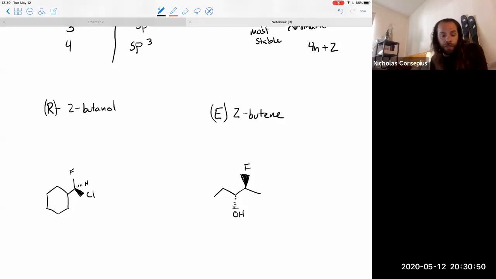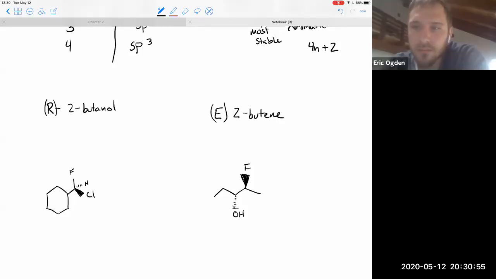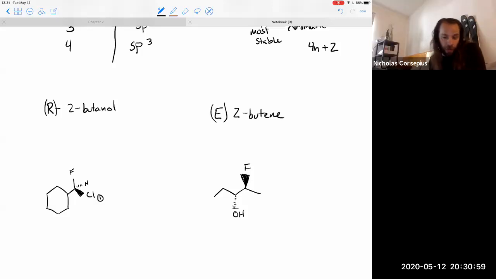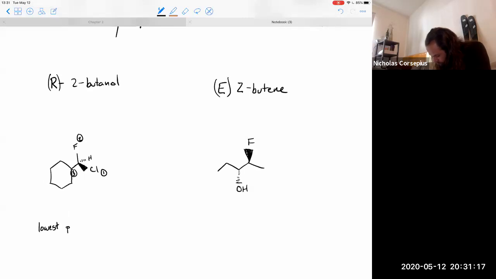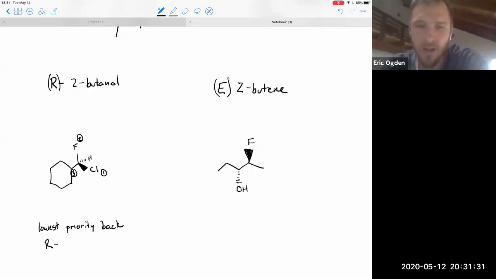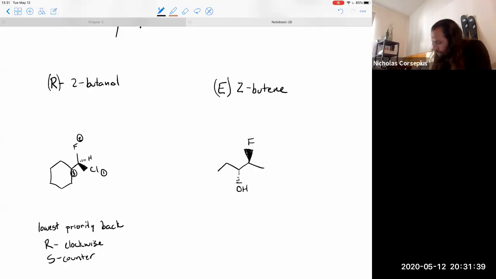Now I just have to assign priorities. What's highest priority? Chlorine. Yeah, right. Highest priority means highest periodic number, most protons. So then fluorine, and then the carbon. And since the lowest priority group is in the back, let's just make little notes. That means that R is what? Clockwise or counterclockwise? Oh, R is clockwise. R is clockwise, and so S is counter. All right, so then we go from 1 to 2 to 3. That's going counterclockwise, right? So this would be S stereochemistry.